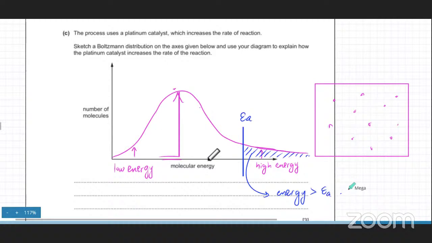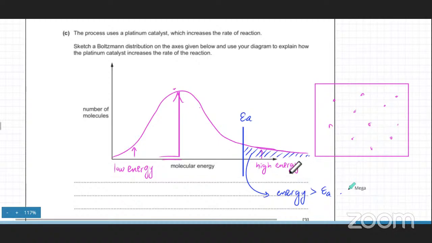So that's very few. That means all these particles over here, the low energy particles and the particles that are having average energy, they're not going to take part in the reaction. They're going to collide with each other, but they don't have sufficient energy. They won't be able to break the old bonds and form new bonds because they're not energetic enough. So only the few particles over here.